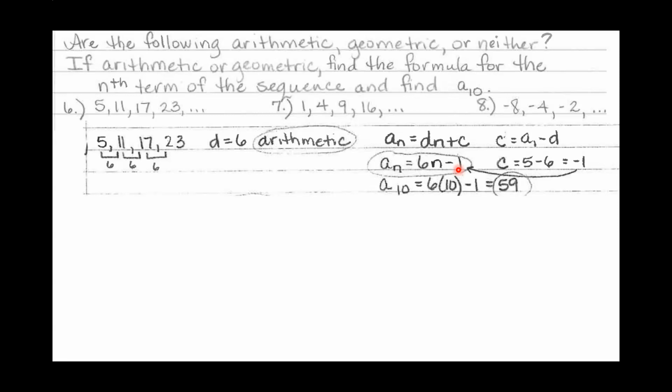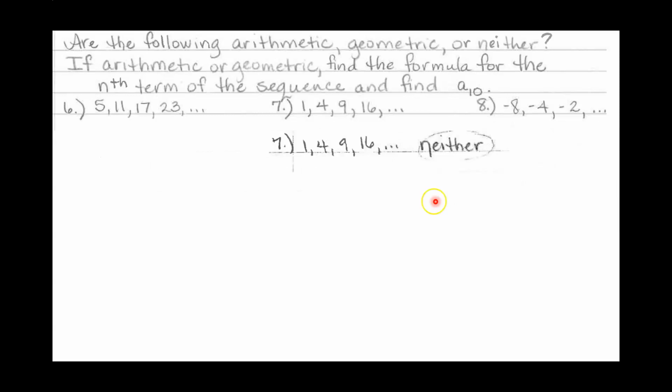Then they ask us to find the 10th term. So let's put 10 in for n. Put 10 in for n, and we'll get 60 minus 1, which is 59. All right, look at the next one. So for the next one, if I say 4 minus 1, I get 3. If I say 9 minus 4, I get 5. So I do not have a constant difference.